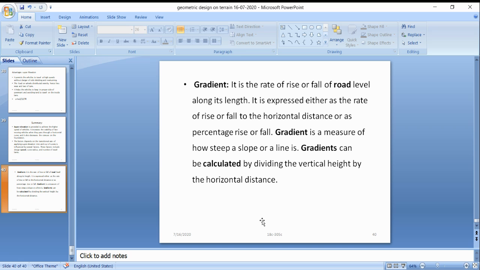In the design geometrics, we have also seen stopping sight distance, overtaking sight distance, and intermediate sight distance. Today we have discussed all these topics.